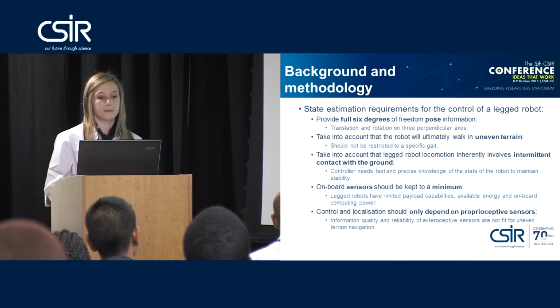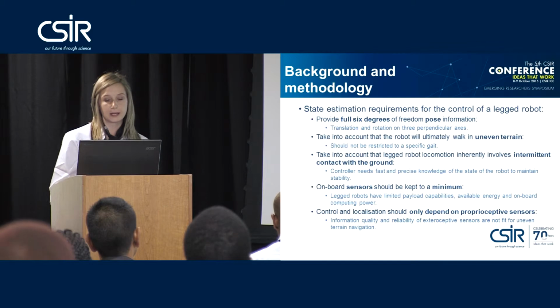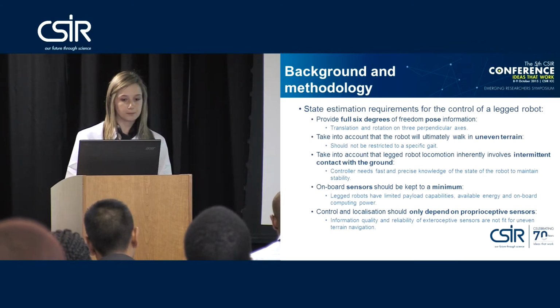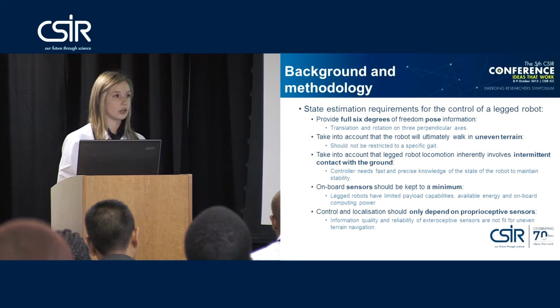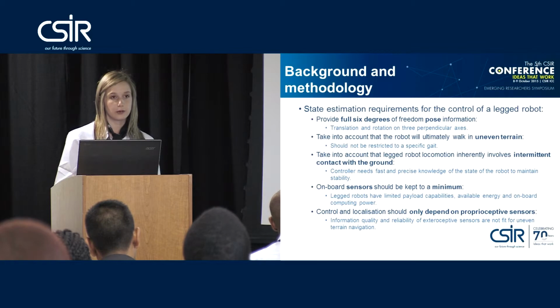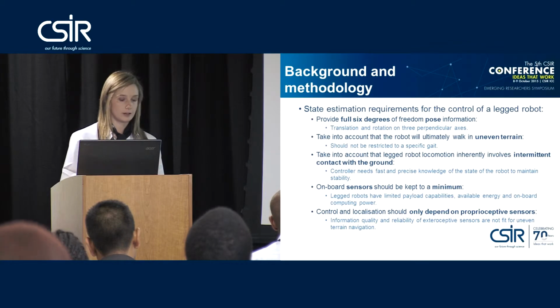Also, the sensors should be kept to a minimum. This is because legged robots usually have a limited payload, available energy, as well as onboard computing power. Lastly, control and localization should only depend on proprioceptive sensors. The information quality and reliability of the exteroceptive sensors are not fit for stability control in uneven terrain navigation.